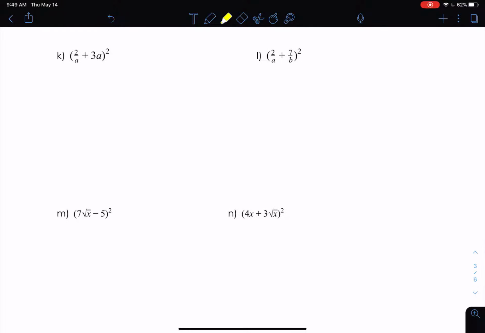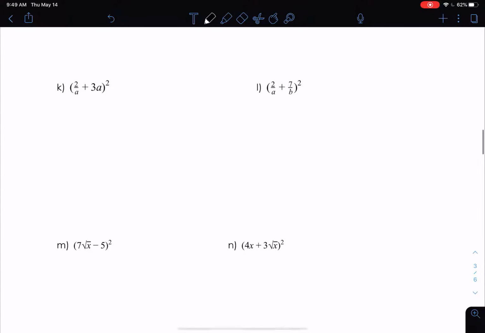So notice now we're getting into some trickier problems because we have fractions, and over here we have radicals. So for these ones, we're not going to skip the middle step. It's really helpful to write it out. So let's do it. I'm going to write the formula first.